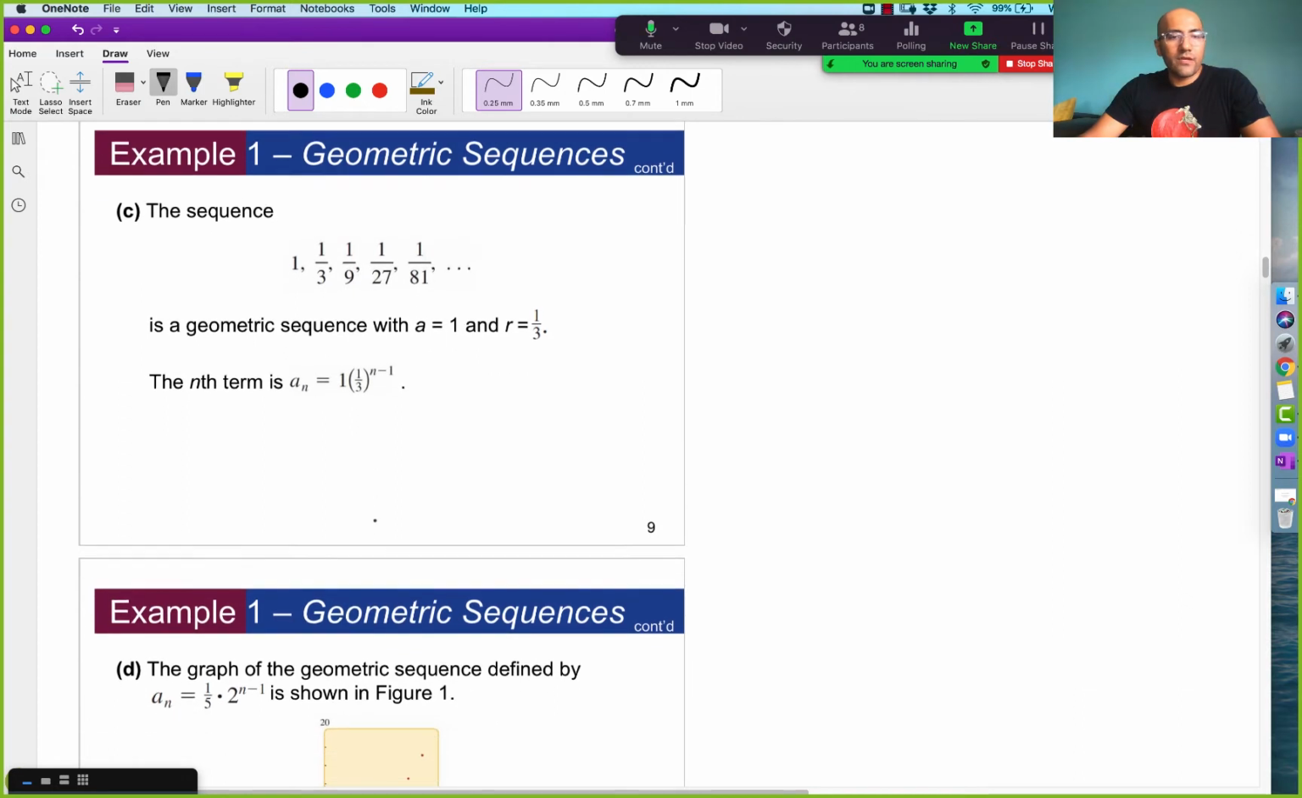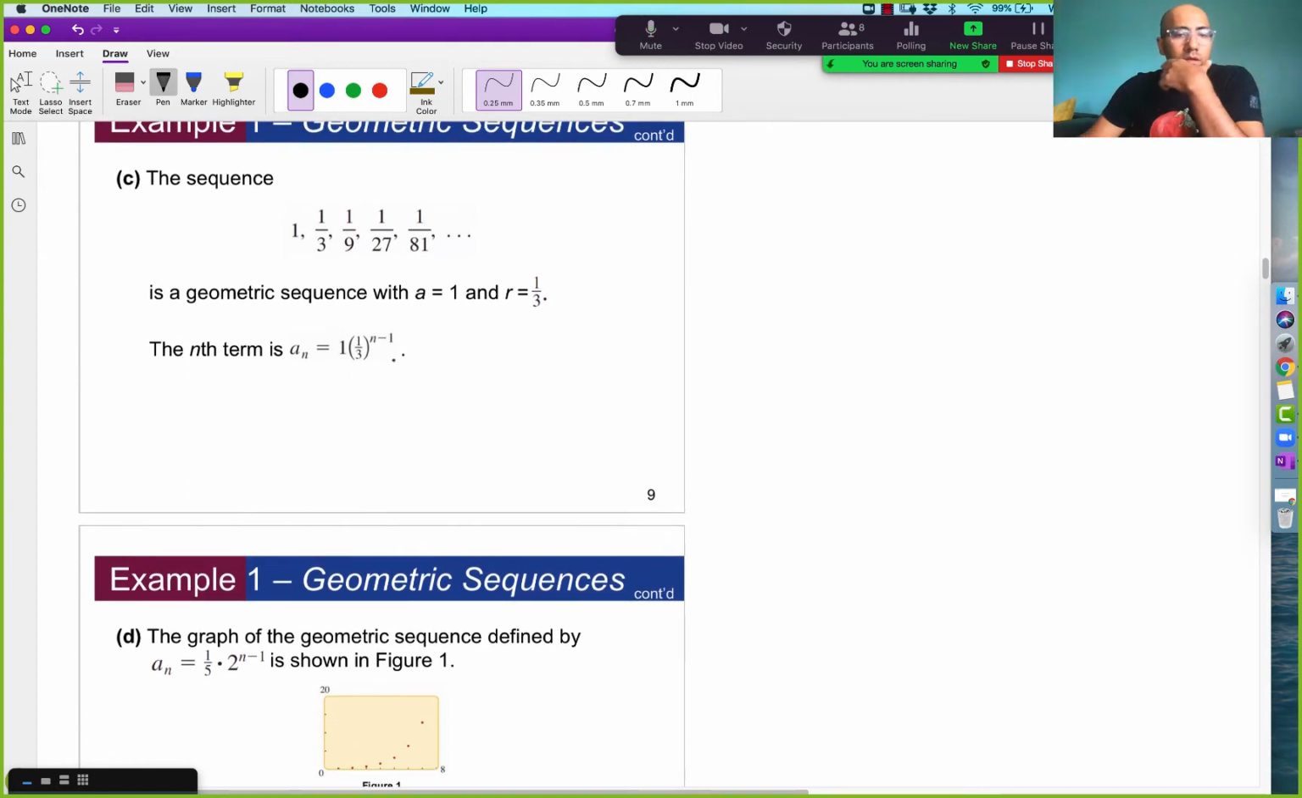Okay, here's another example. Here's a sequence, 1, 1/3, 1/9, 1/27, 1/81. So again, if you take one term and divide it by the other, let's take 1/9 and divide it by 1/3, right? That's what we've been doing so far. We take a number and divide it by the one that came right before it. So I know they're ugly fractions, but still, let's work with those.